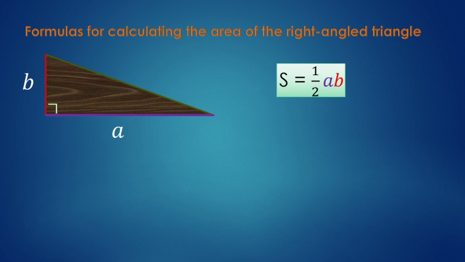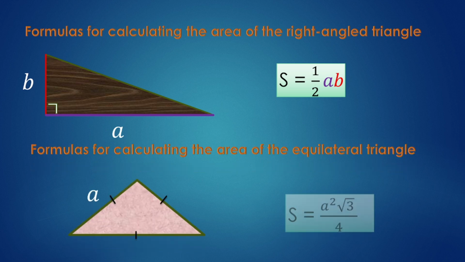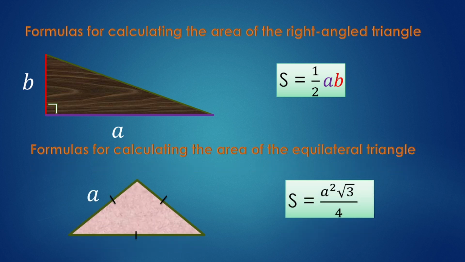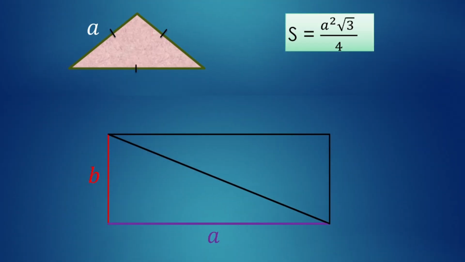Take a look at the formula for finding the area of an equilateral triangle: S equals A squared times the square root of 3 divided by 4. In this formula, S is the area of the triangle and A is the length of the side of the equilateral triangle. Let's prove it.